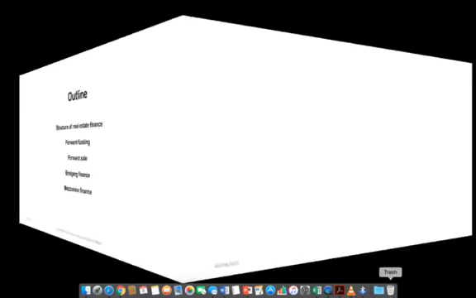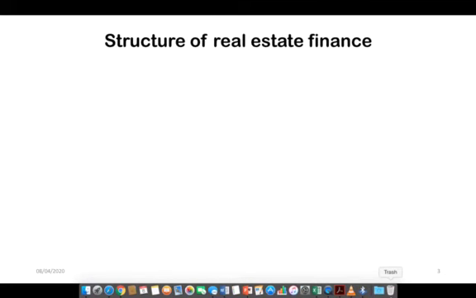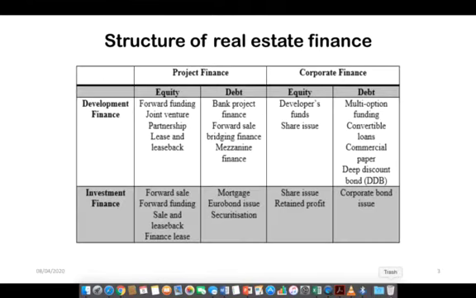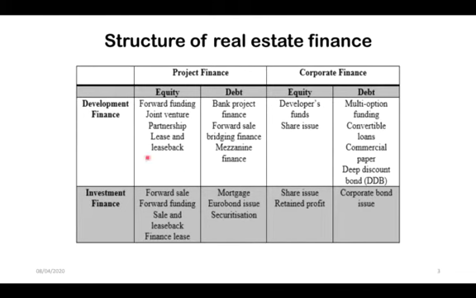So let's look at the structure of real estate finance. In the first lecture, we classified real estate finance by many forms as shown in this table. In particular, we said that finance could be for development or for investment or for both. We also said that finance could be project-based or for corporate or company-based. And under these two types of forms of finance, we said that finance may be equity or may be debt-based.